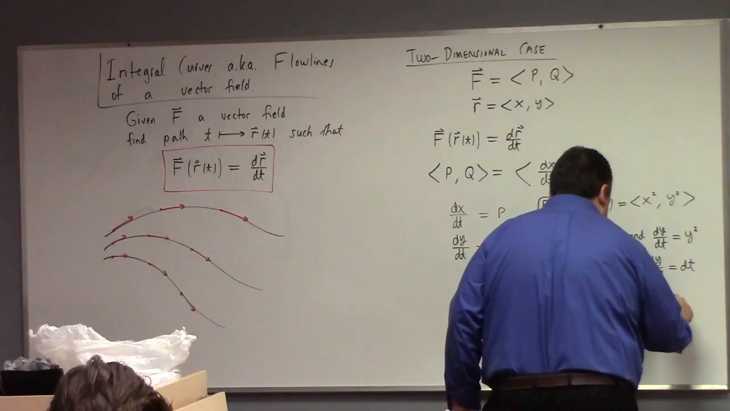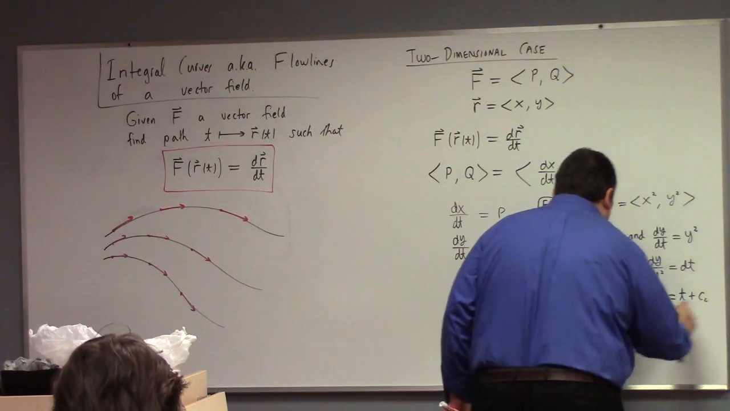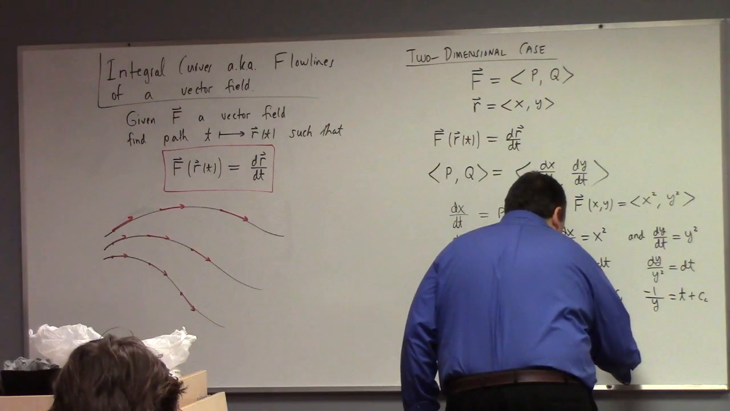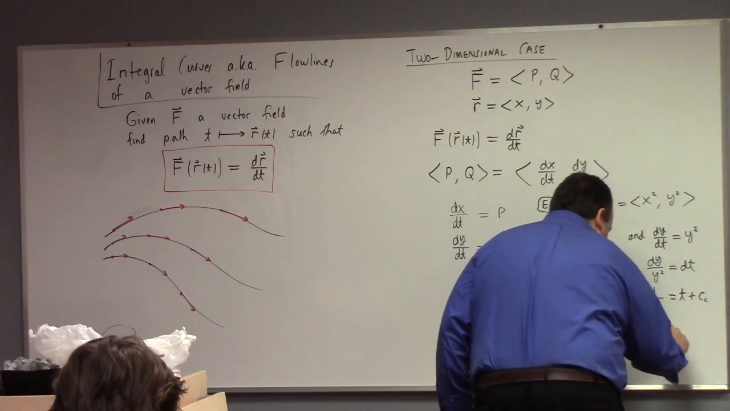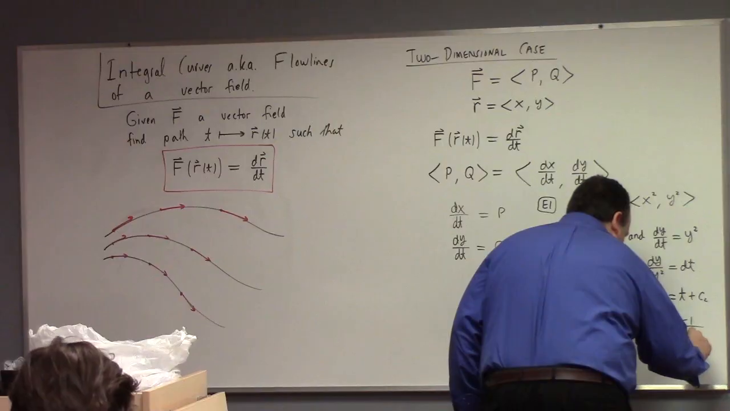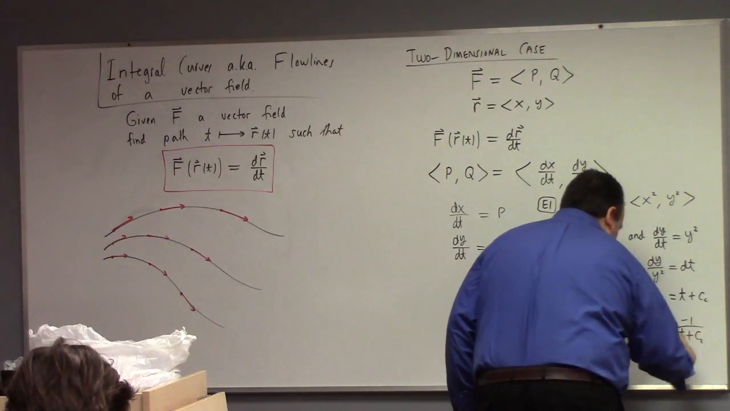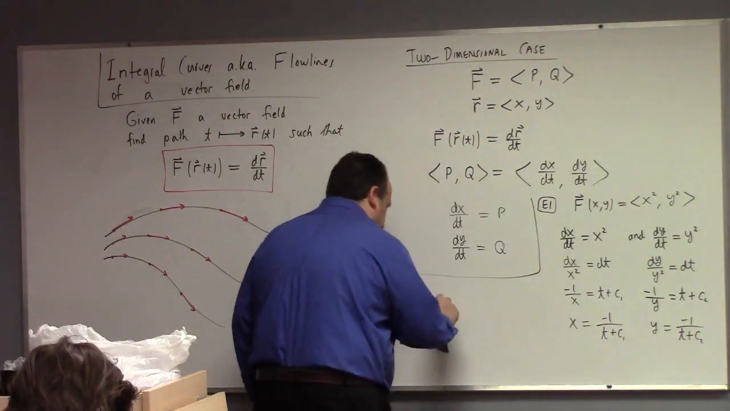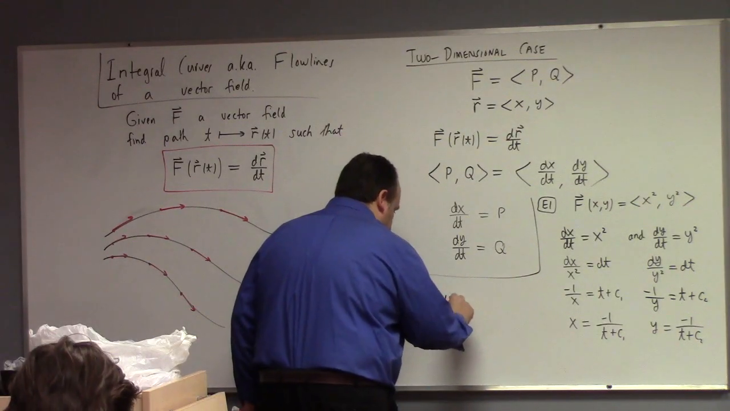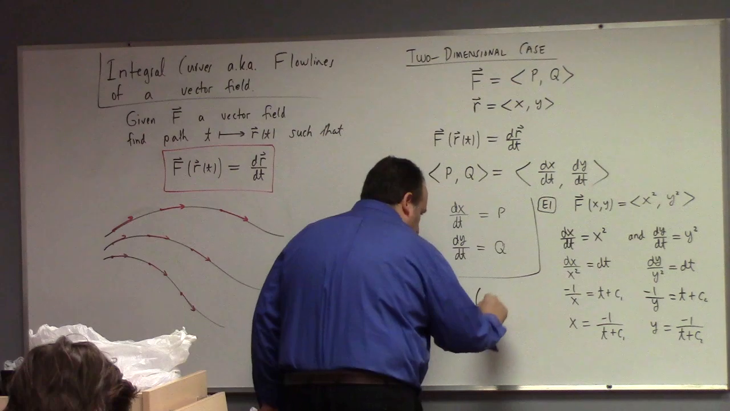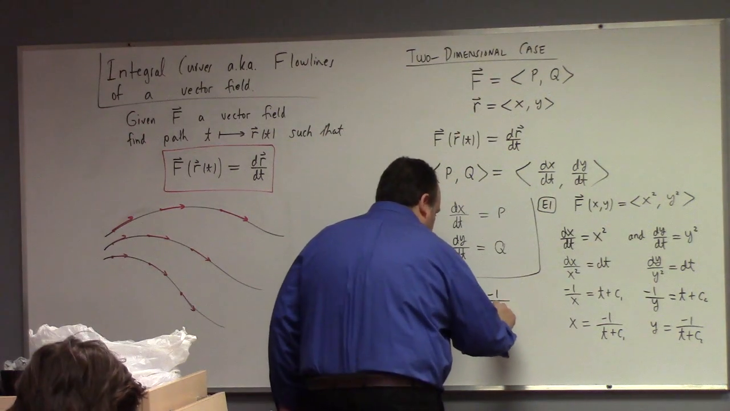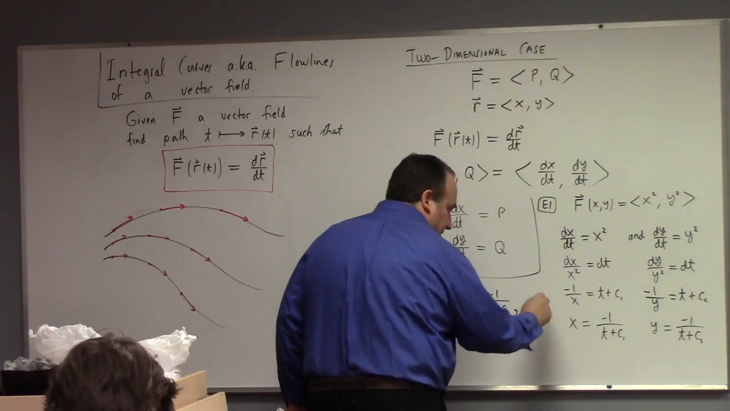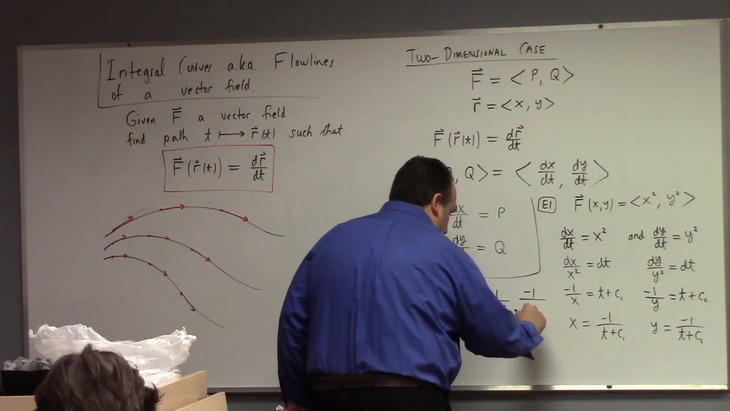Minus 1 over y is equal to t plus c2. So we get x is equal to minus 1 over (t plus c1), and y is equal to minus 1 over (t plus c2). In other words, if you'll allow me to continue this example over here, we found the path r of t is equal to (minus 1 over (t plus c1), minus 1 over (t plus c2)).